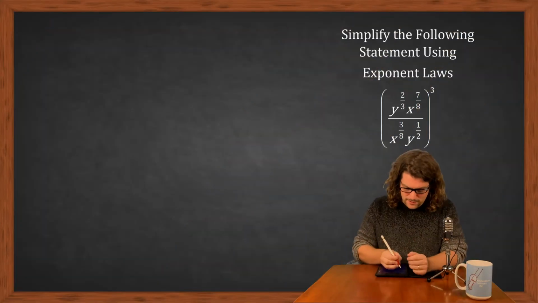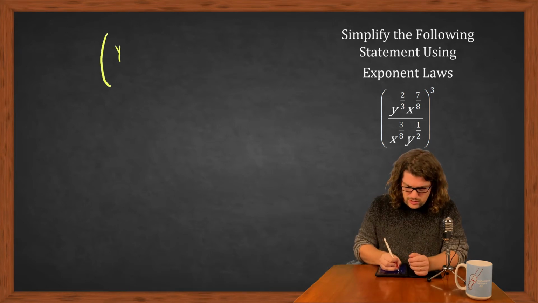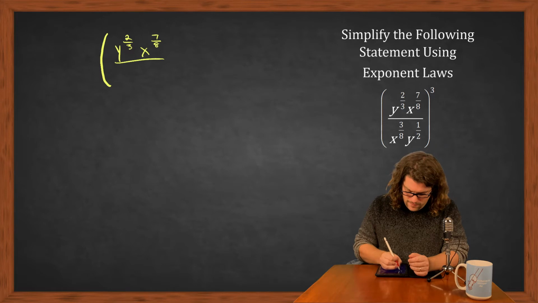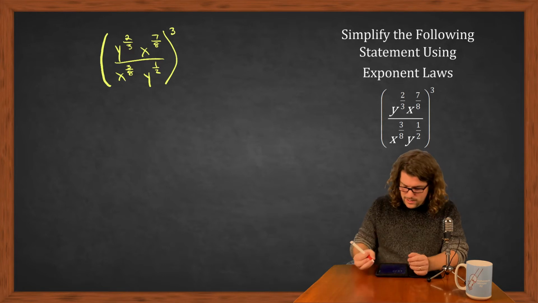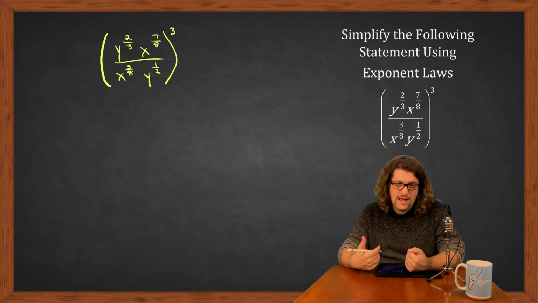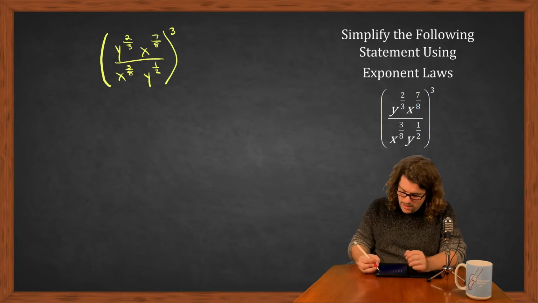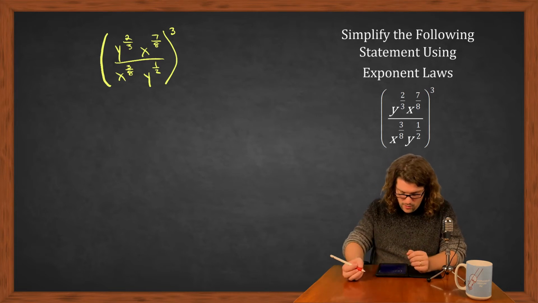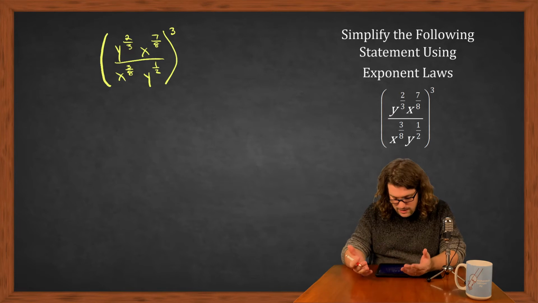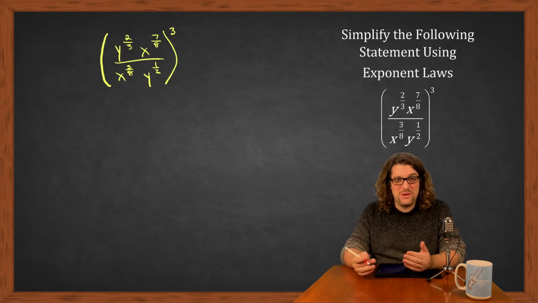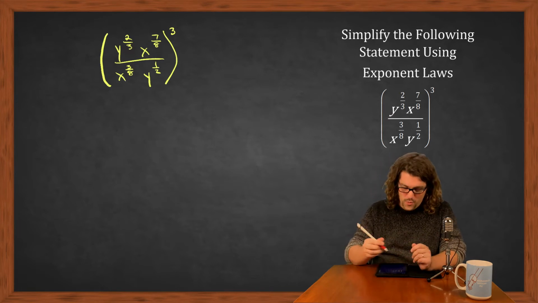Okay, so first things first, I'm going to write down, as I said, that really largish, clumpy expression that has y to the 2/3 times x to the 7/8 over x to the 3/8 times y to the 1/2, all to the power of 3. Luckily, we have a whole bunch of fractions, which my students love, so they'll feel right at home with this. What I really mean is they seem to hate fractions, so hopefully with a little bit of practice that will change, because fractions are wonderful.